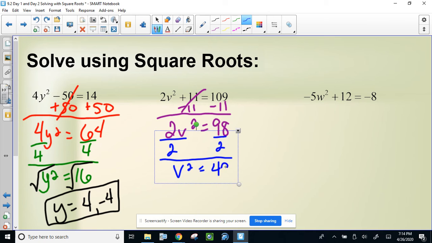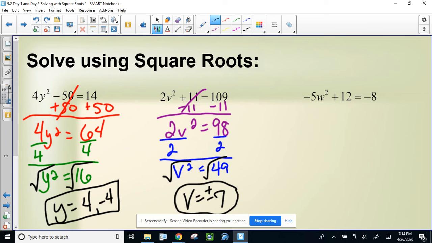So that's going to give me 49. And then I'm going to undo my exponent by using a square root. So the square root of 49 is 7. And remember, you could have positive 7 or negative 7. So you can write it as plus or minus like that, or you could write it as 7 comma negative 7. So there's two ways to write it.